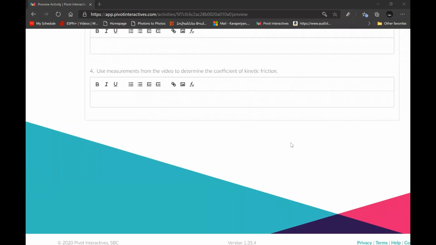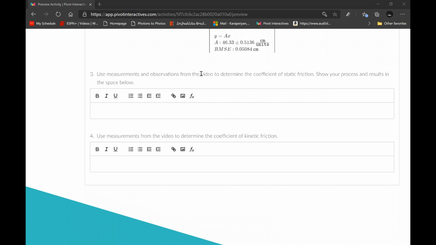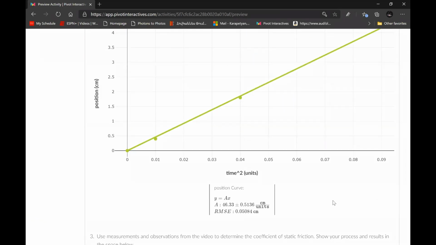And then the rest is basically some questions. It says, use the measurements and observations from the video to determine the coefficient of static friction. And then use the measurements from the video to determine the coefficient of kinetic friction. Either you carefully describe all your steps by typing here, or just do all the work on another piece of paper, take a picture, and upload it here. But I want to see all the work you have to do in order to get the static and kinetic friction using all the observations and data we get from this experiment. Any questions?